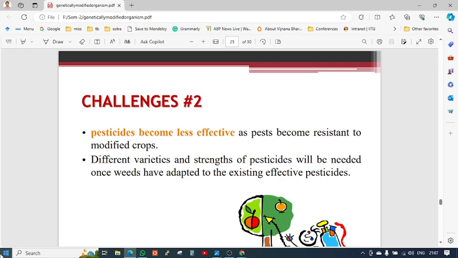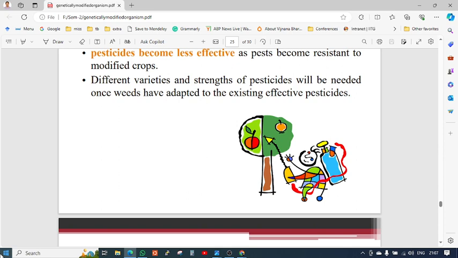A different variety and strength of pesticide is needed once weeds adapt to existing effective pesticides. If at first we gave 10 mg per liter, then we are forced to give 50 mg per liter. So the effectiveness of the dose decreases, and we have to give more doses. So we are ultimately spraying more pesticides, which also harms the environment and the food production. And if you eat these kinds of foods, then ultimately you are eating these chemicals. So these are the consequences.